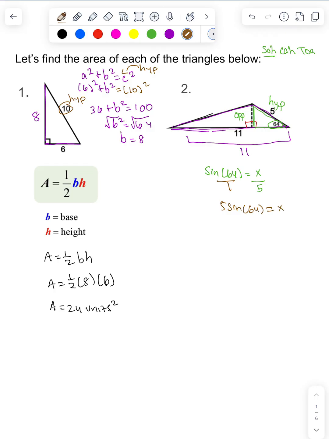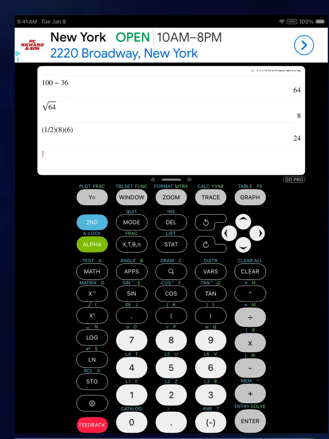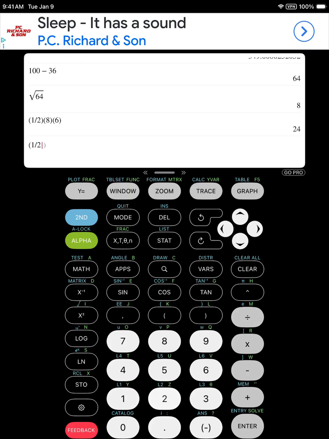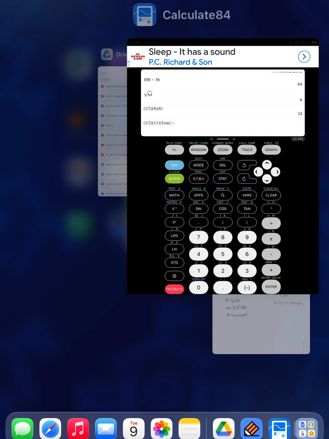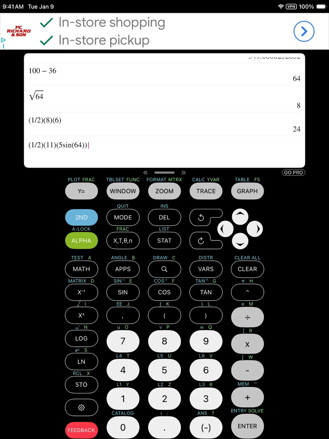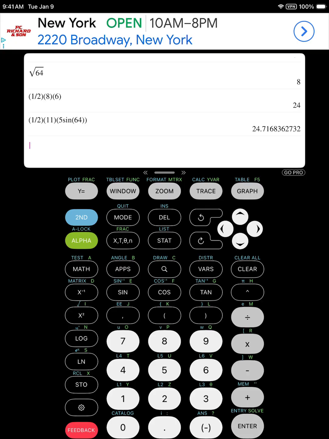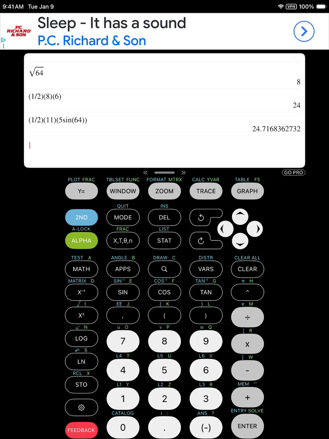And that's our height. So now if I plug it in to the area of a triangle formula, my base is still 11. And now I found my height to be 5 sine of 64. I'm going to type that in. Five sine of 64. And rounded to one decimal place, that's approximately, I'll keep a couple, 24.717.